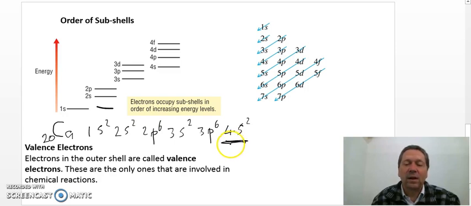We're trying to find out, trying to explain the chemistry of calcium, why it reacts the way it does, what are its characteristics chemically, and a lot of it comes down to the fact for calcium that it's only got 2 electrons in the outer shell.